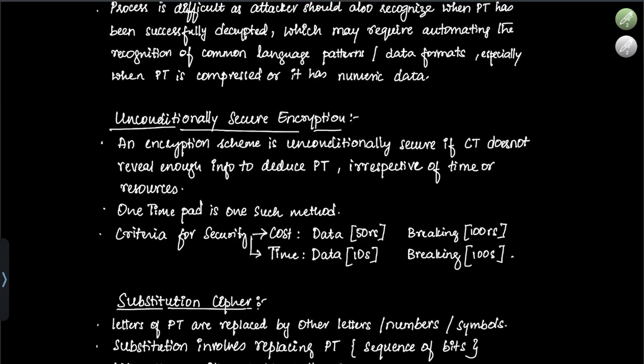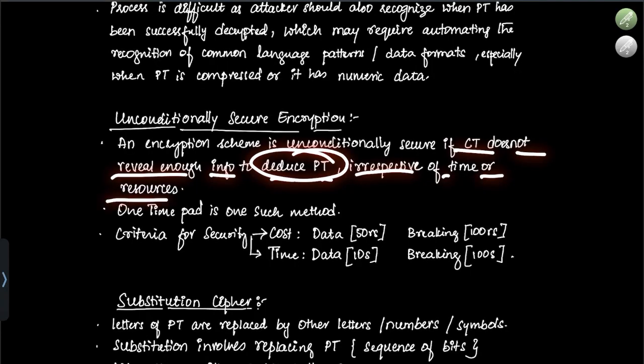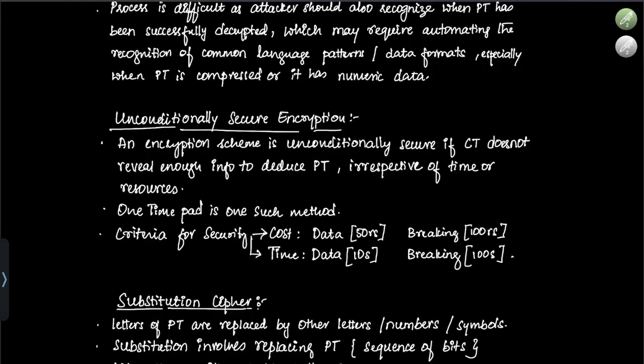Let's speak about unconditionally secure encryption. An encryption scheme is said to be unconditionally secure if the ciphertext does not reveal enough information to deduce the plain text, irrespective of time and resources. This is said because, practically speaking, two main criteria must be kept into consideration: one is cost and the other is time. Suppose to encrypt the PIN you enter in your ATM machine takes 10 minutes, but the validity of that PIN is only 2 minutes. In such conditions, it is not feasible, right?